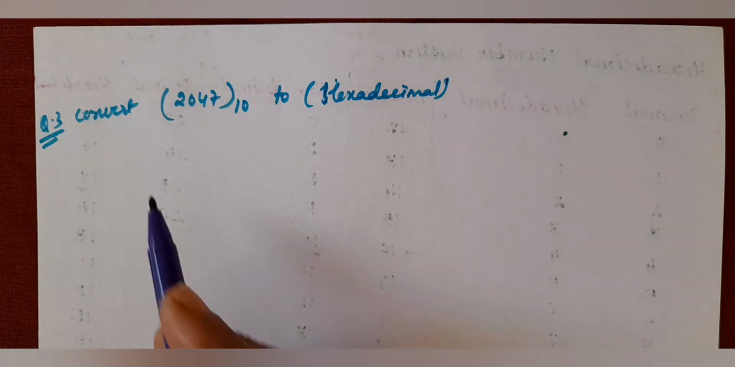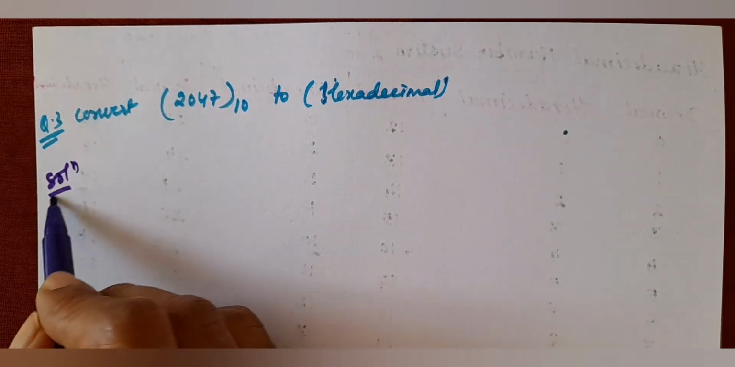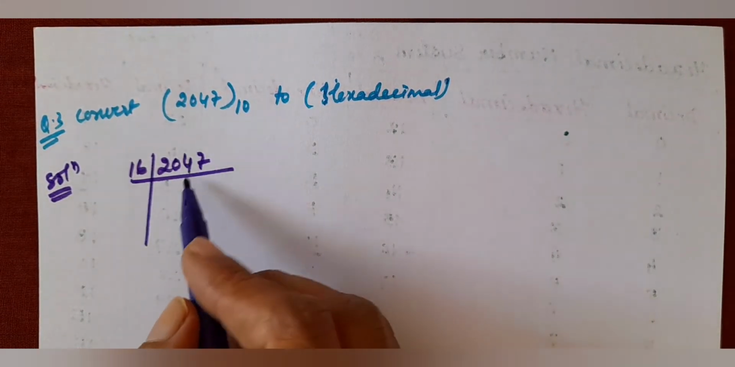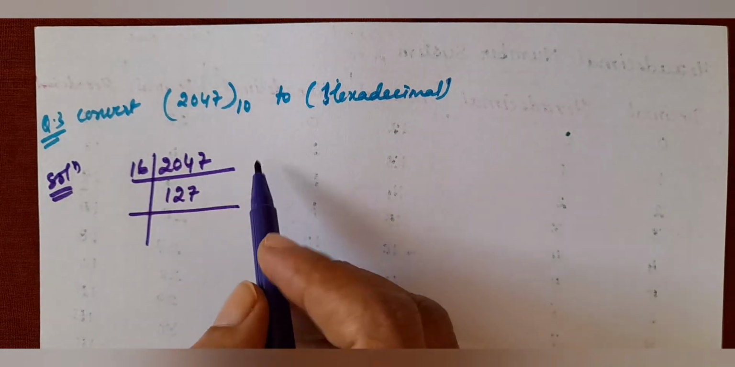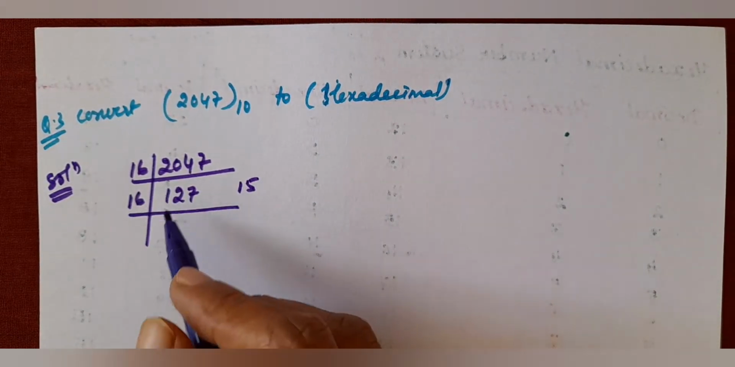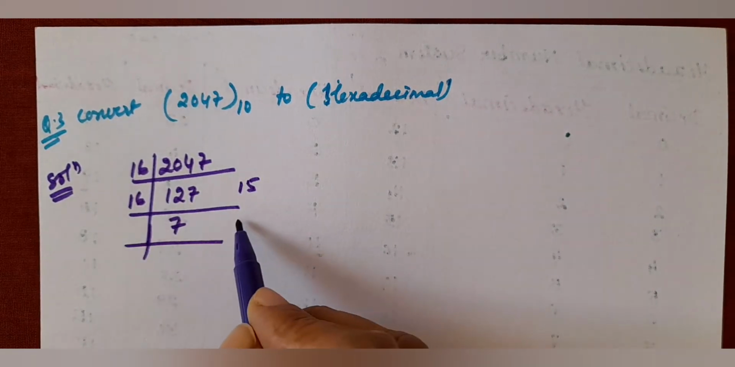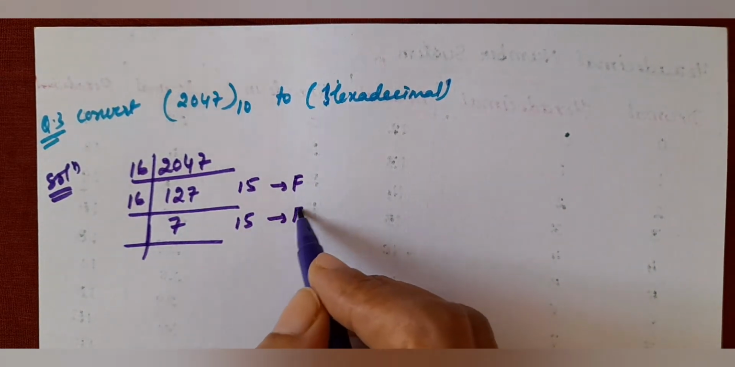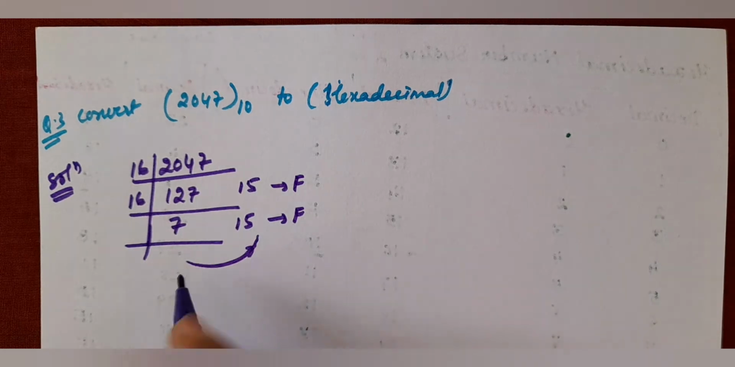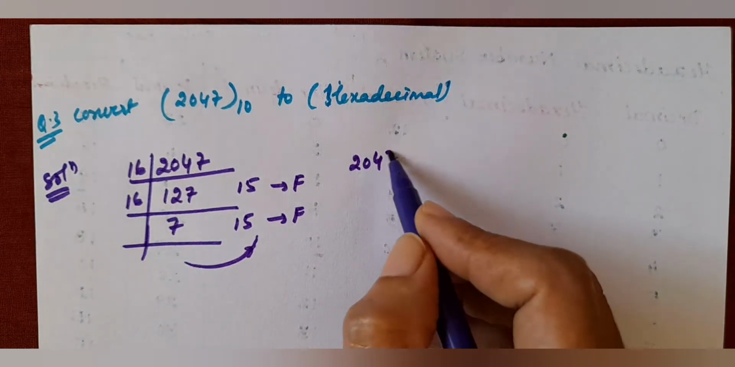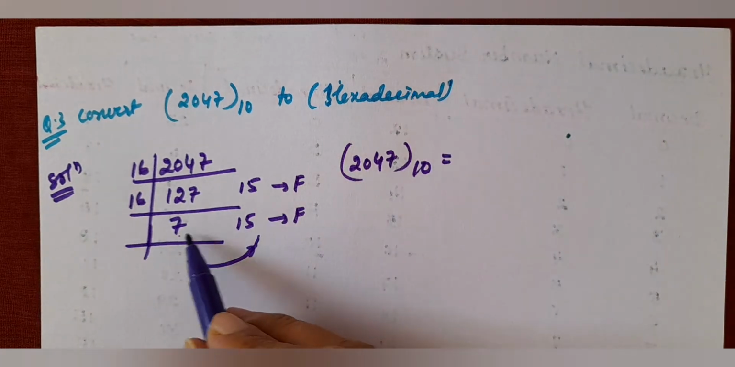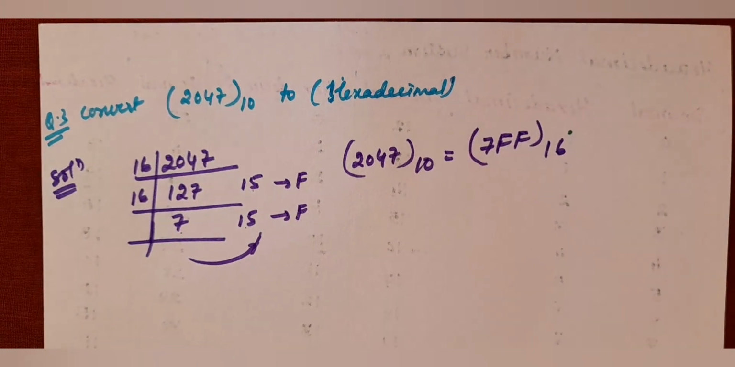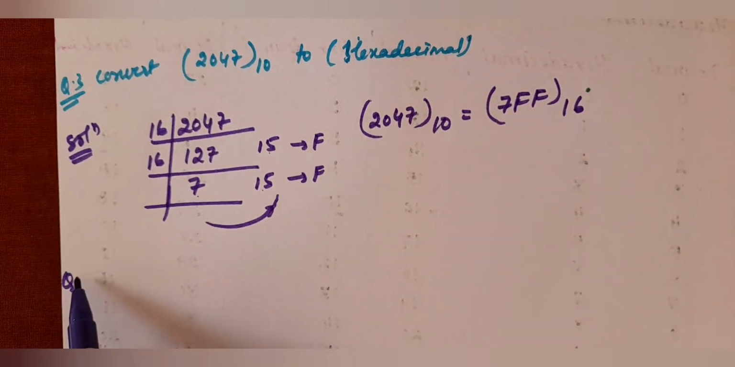What you have to do? Divide by 16. You can do it in this way also. 2047 divided by 16. Quotient is 127, remainder is 15. Divide by 16, the quotient is 7, the remainder is 15. So what is 15? It's written as F in hexadecimal. So what is the answer? You have to read this way. So the answer for this will be 2047 decimal is written as 7FF in hexadecimal.